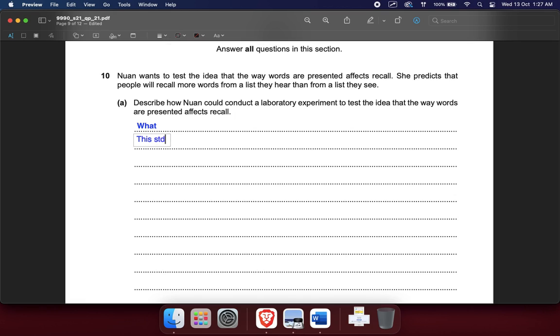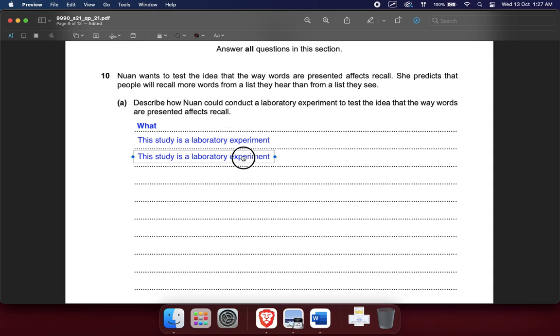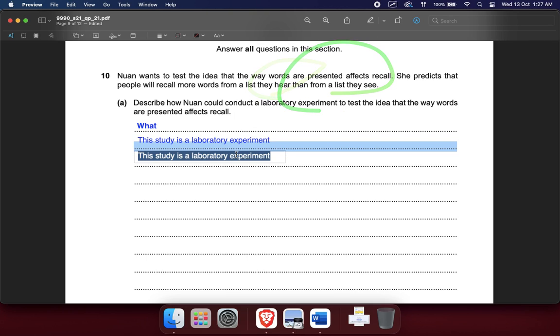All right, so the what is: this study is a laboratory experiment. Okay, so we've covered the type of experiment. What do we need? Research method, IV, DV, operational definition. By the way, research method also includes between subjects and within subjects. So if we're having 2 groups of people, one can hear and one can see, then is it between or within? It should be between, because between means 2 different groups.